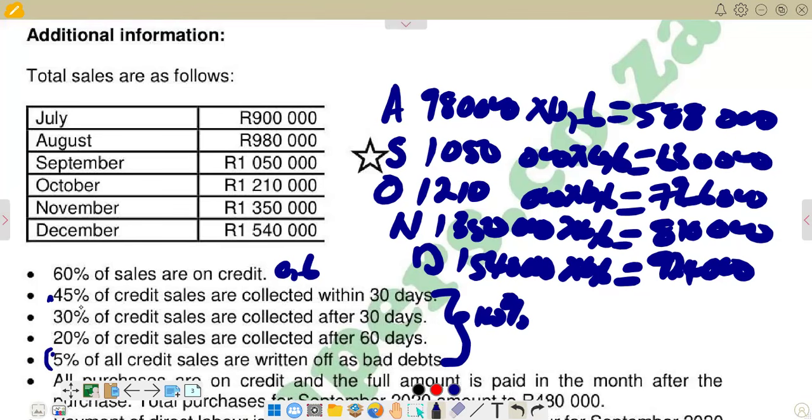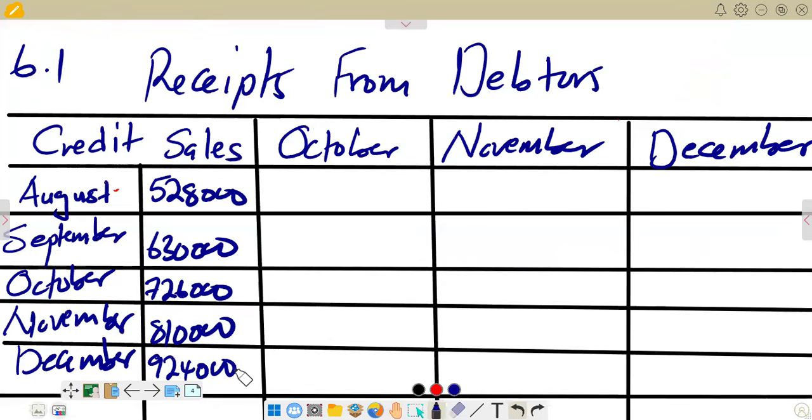So let's start with the first one: 45% of credit sales are collected within 30 days, which means the credit sales of that month are collected in that month at 45%. So we go there. For August, we are not going to consider it, because this section is the one we are calculating for the receipts. We are calculating for October, November, December. So credit sales for October are going to be received in October at 45%. So basically, we go there.